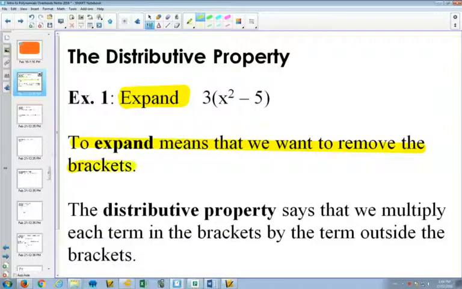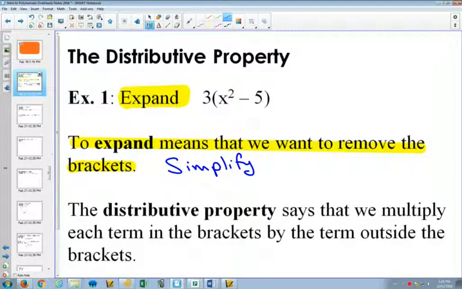So when you see the word expand, what it means is that we want to remove the brackets. You will also see this with the command word simplify. If you see the word simplify, it's also going to ask you to expand to get rid of brackets. Simplify means to remove brackets. Expand means that you're going to multiply things out with the distributive property.